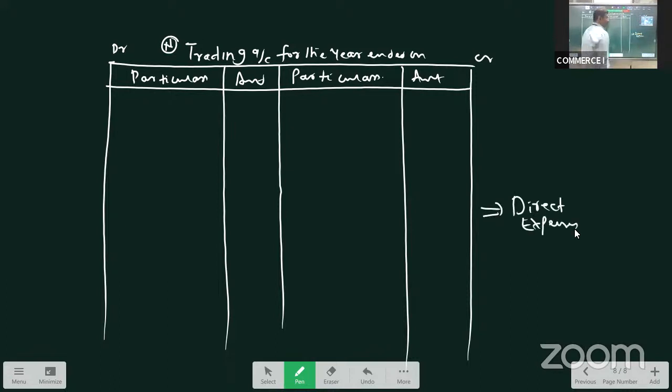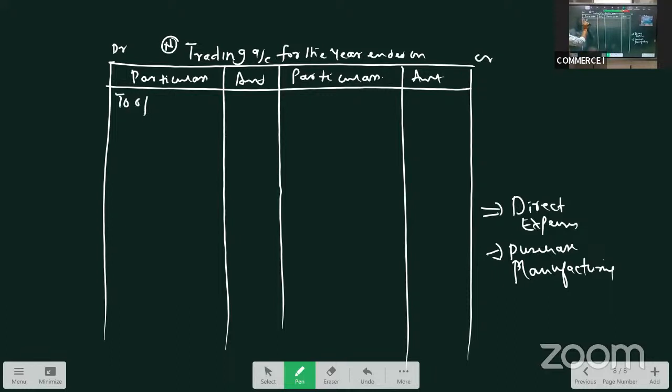All direct expenses. Or I'll put it like this, all the expenses related to purchases or production or manufacturing we take in trading account. How do we start? We start with opening stock of goods. Like suppose I said electronic dealer.